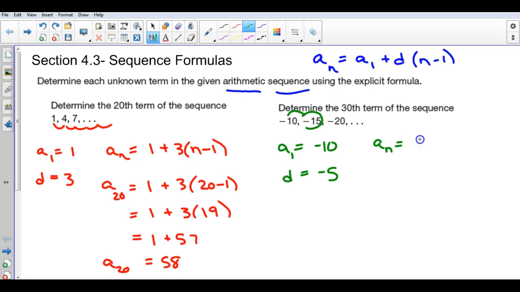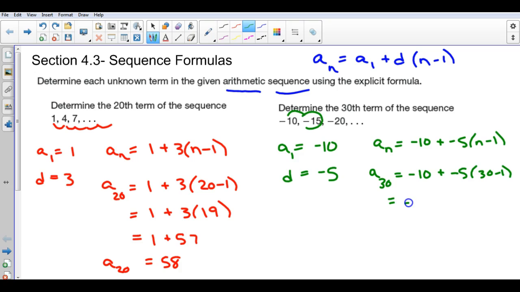A sub n equals, take your first term plus the common difference of negative 5 times n minus 1. So that's your explicit formula. Now I can substitute in that we're finding the 30th term. So substitute 30 in for n. A sub 30 equals negative 10 plus negative 5 times 30 minus 1.